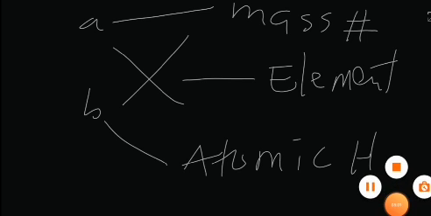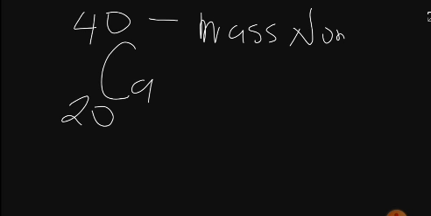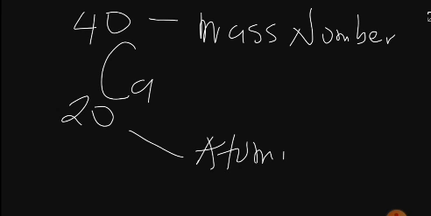Let's look at one example. For example, we can use calcium as an example. You know that calcium has got 40 there, then here it has got 20. So the 40 here, that's the mass number. And the 20 here, that's the atomic number. And the Ca here, that's the symbol of the element.